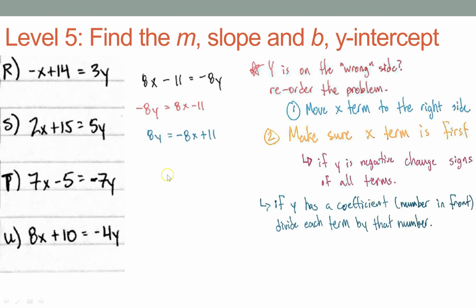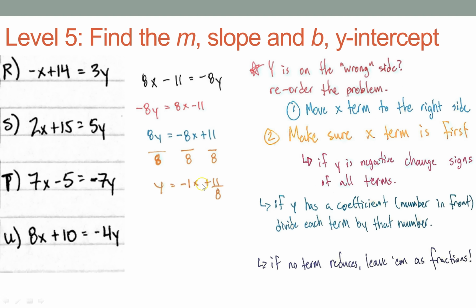So y has a coefficient, which is a number in front. So I'm going to divide each term by that number. Okay, so remember, I'm just dividing each one by 8. And when I do, note some terms won't reduce, but some terms do. 8 divided by 8 is 1y, which is what I wanted. Negative 8 divided by positive 8 is negative 1. So I can reduce that one. But 11 divided by 8 does not reduce. So I'm going to leave it as a fraction.